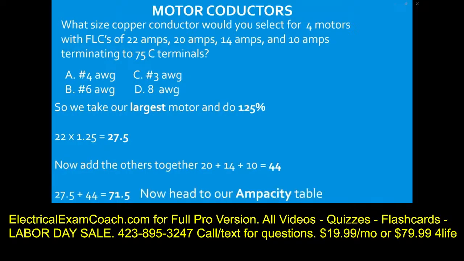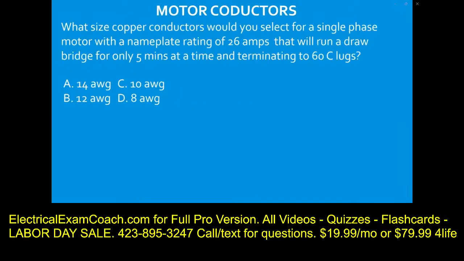Now we head to our primary ampacity table, and we're going to select on the copper side in the 75° C column a wire that is large enough to cover our known load. And in this case, we're going to select A. Great job. What size copper conductors would you select for a single-phase motor with a nameplate rating of 26 amps that will run a drawbridge for only 5 minutes at a time, terminating to 60° C lugs?